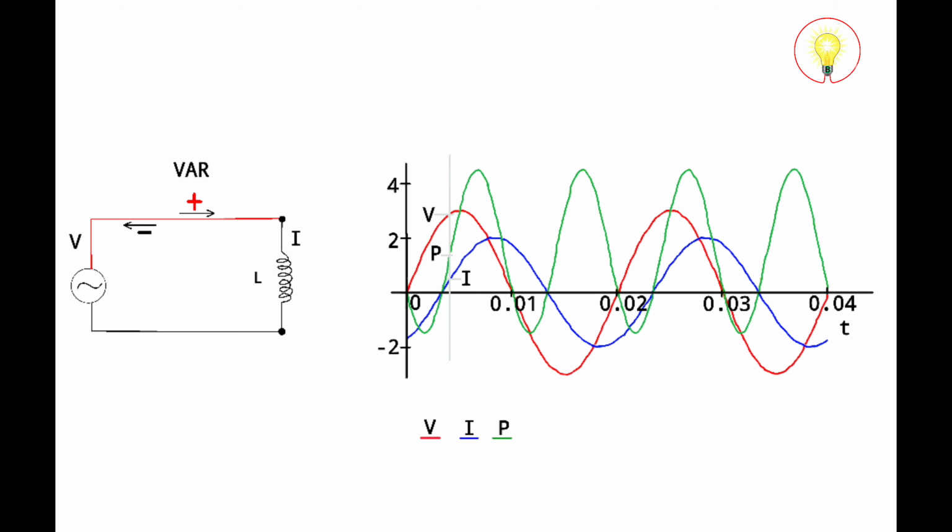Here an inductor is connected with an AC source. Look here, in this diagram it is the time-based instantaneous value. Here the green sine wave indicates power, the red indicates voltage and the blue is current. You can see power is on both the plus and minus side. If we use a capacitor instead of an inductor, then this blue line will reverse.